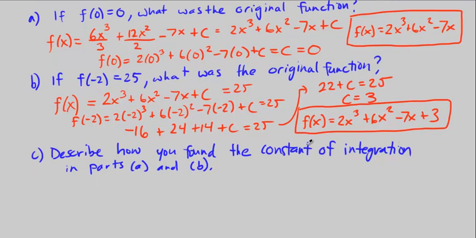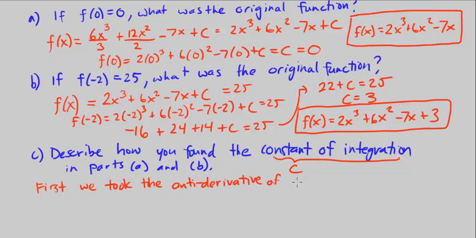Finally, we're asked to describe how we found the constant of integration. That's the c. How did we find c in parts A and B? Well, what did we do? First, we took the antiderivative of the given slope function, right? That's what we did.